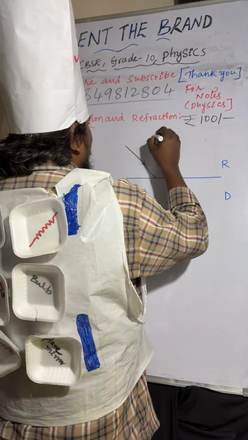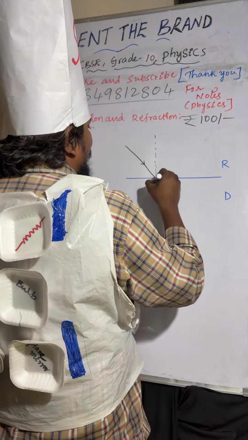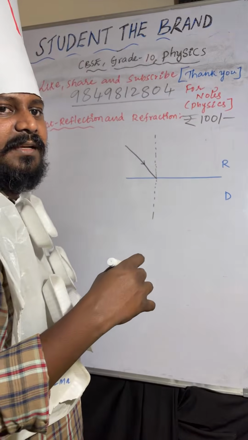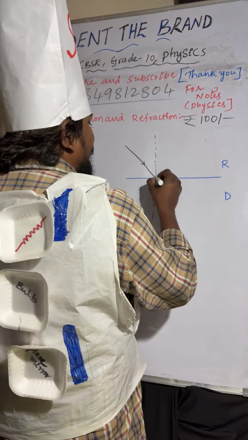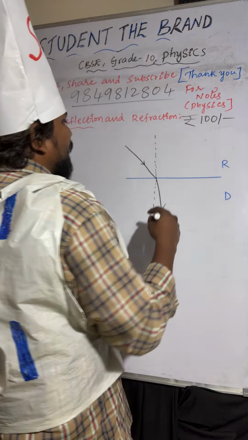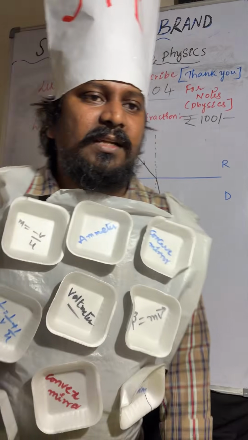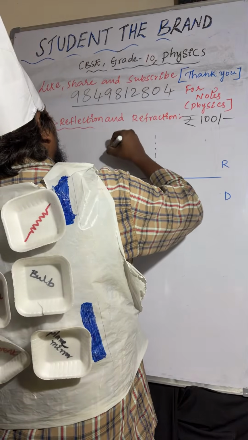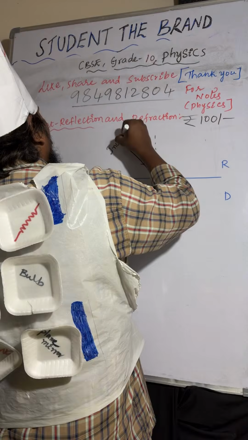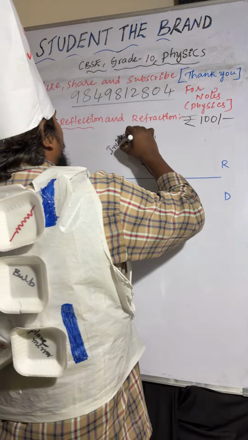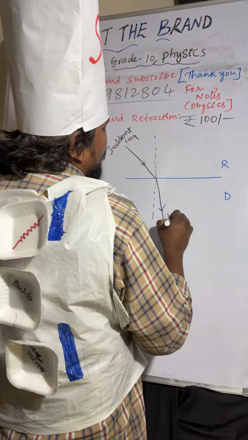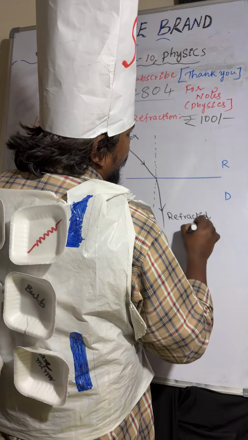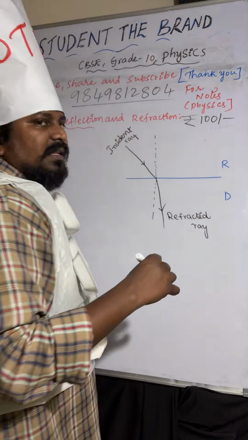So here we have the incident ray, the normal line, and the refracted ray. I'll explain the refractive index later, first the concept. The light ray which is incident on the surface is called the incident ray. The light ray which is refracted at the surface is called the refracted ray.